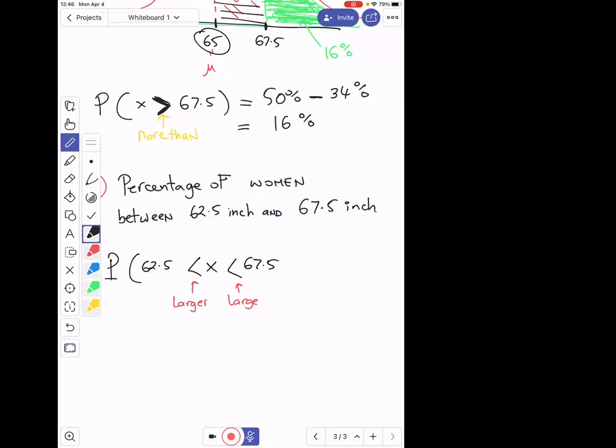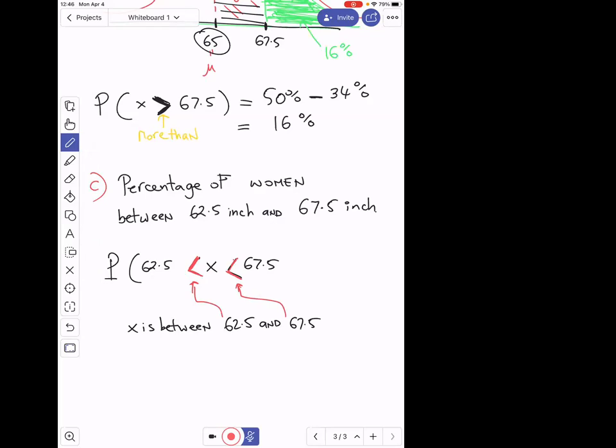So here, let me just use, so here, this is x between, right? So let me just write down here. So x is between 62.5 and 67.5. So this is to say that x is larger than 62.5, okay? And here, this is to say that x is less than 67.5.